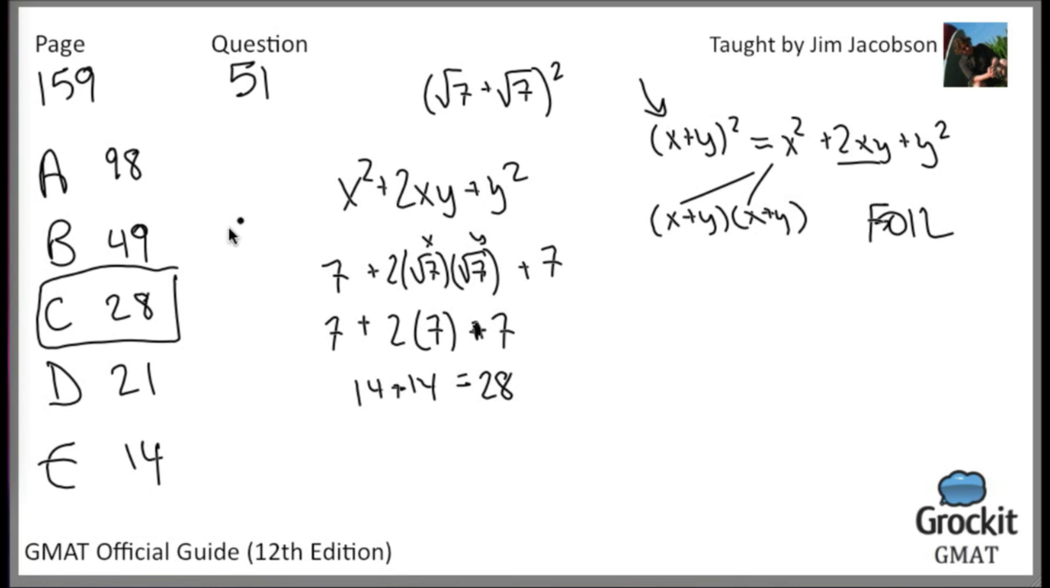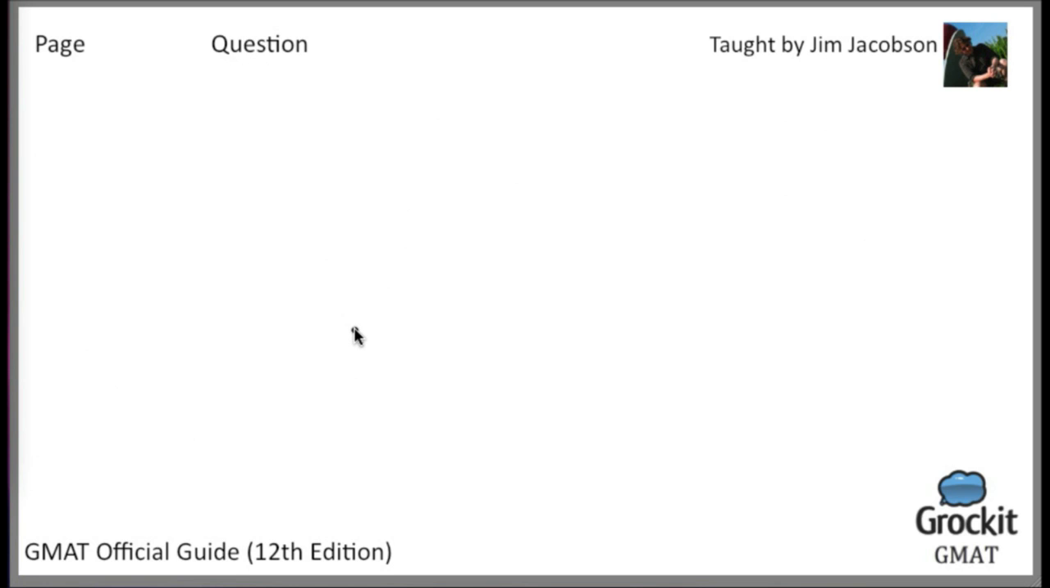Note that the trap answers are all, like I said, multiples of 7, and so if you misunderstood how to approach this question, it's pretty likely that your answers would bring you close to one of these other numbers if you did things a little bit differently and wrongly. So, on to 52. Page 159, number 52.